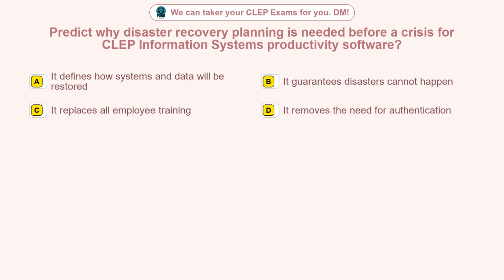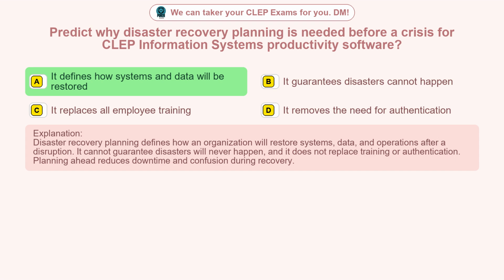Question 49. Predict why disaster recovery planning is needed before a crisis for CLEP Information Systems productivity software. Option A. It defines how systems and data will be restored. Option B. It guarantees disasters cannot happen. Option C. It replaces all employee training. Option D. It removes the need for authentication. The correct answer is option A. It defines how systems and data will be restored.